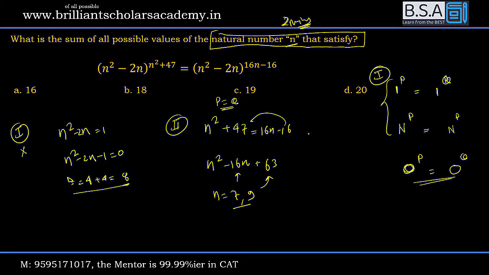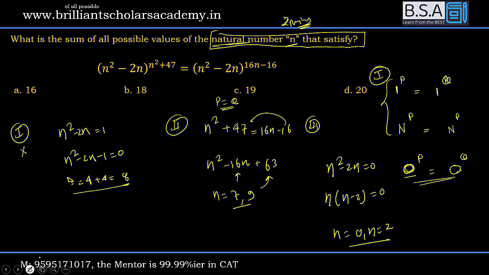Two possibilities. Third one, why can I not make the base 0? I can say n square minus 2n is equal to 0. n into n minus 2 is equal to 0. So n is equal to 0 or n is equal to 2. It clearly says natural numbers. So 0 is not a natural number, 2 is. So 7 plus 9 plus 2.